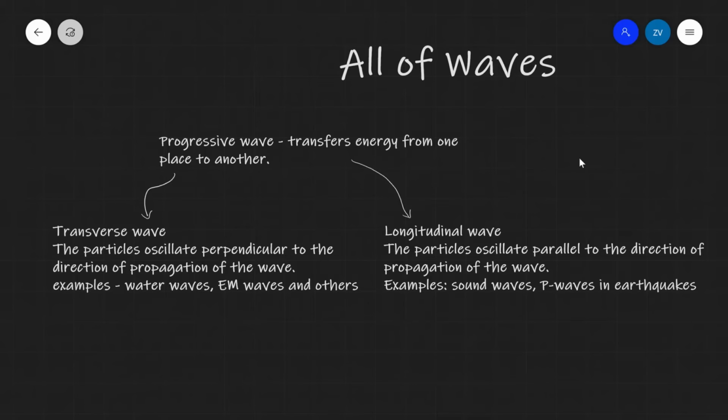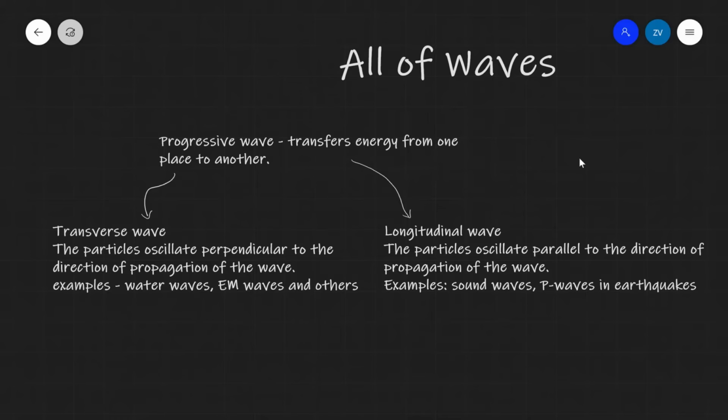Remember, a progressive wave transfers energy from one place to another. They can be split into two categories, a transverse wave and a longitudinal wave. In a transverse wave, the particles oscillate perpendicular to the direction of propagation of the wave, or the direction of energy transfer, you could also say. And examples of transverse waves include water waves, EM waves, and many others.